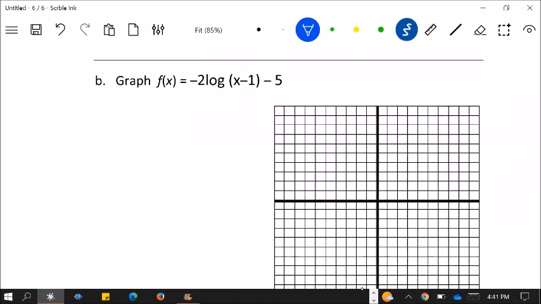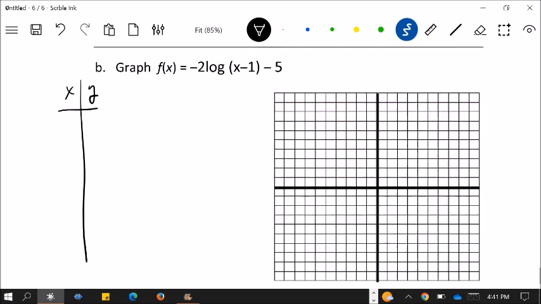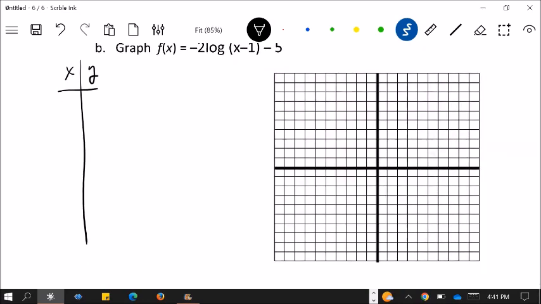Let's do one more of these. I highly recommend doing an XY table. Try this one yourself. Work on it, pause the video, and then come back here when you have finished it. And I will go through it with the XY table.